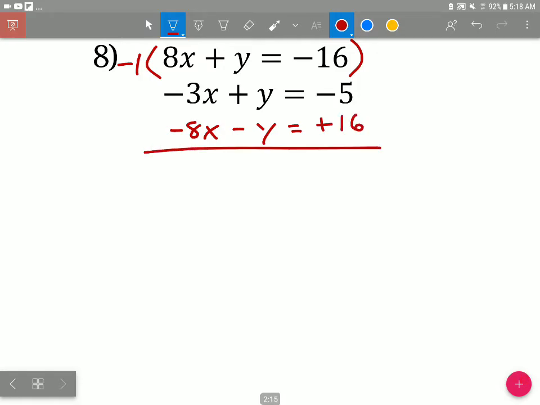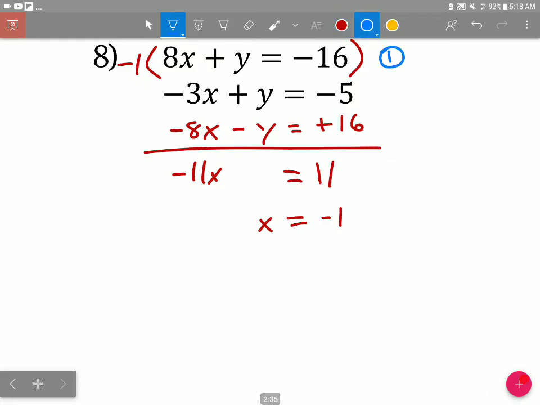And now I can combine them. So that's negative 11, because negative 3, negative 8. The y's cancel out. And 16 and a negative 5 add up to 11. Which, lo and behold, divide by negative 11, x equals negative 1. Yay. And again, it doesn't matter.